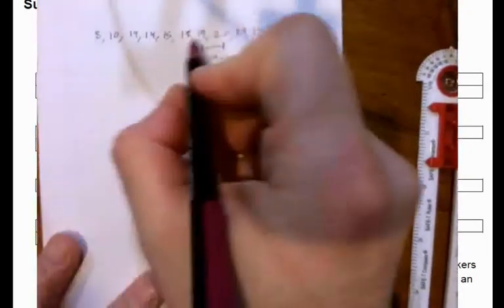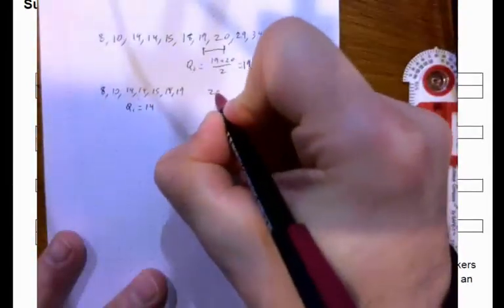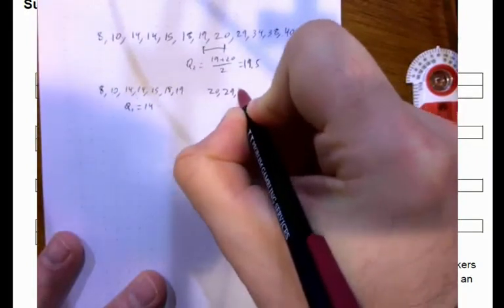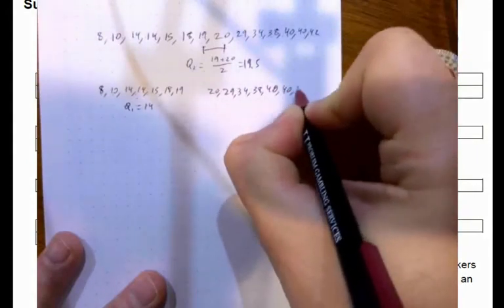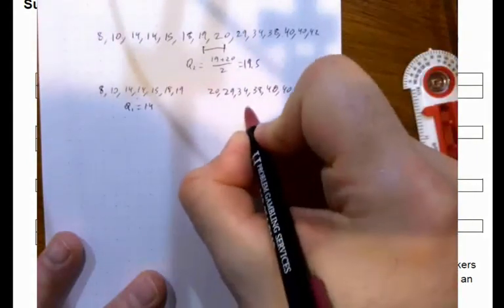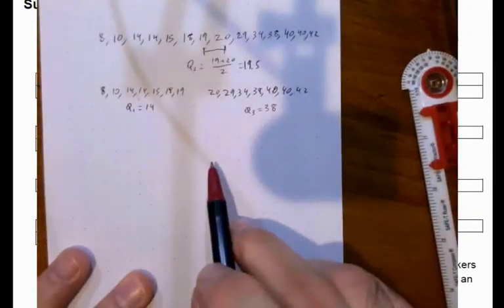Now we'll look at the first half of the data, which is 8, 10, 14, 14, 15, 18, and 19. The middle number here is 14. So this is my Q1, it's 14. The other half of the data is 20, 29, 34, 38, 40, 40, 42. My middle number is the 38, so Q3 equals 38. So now I have my 3 quartiles.